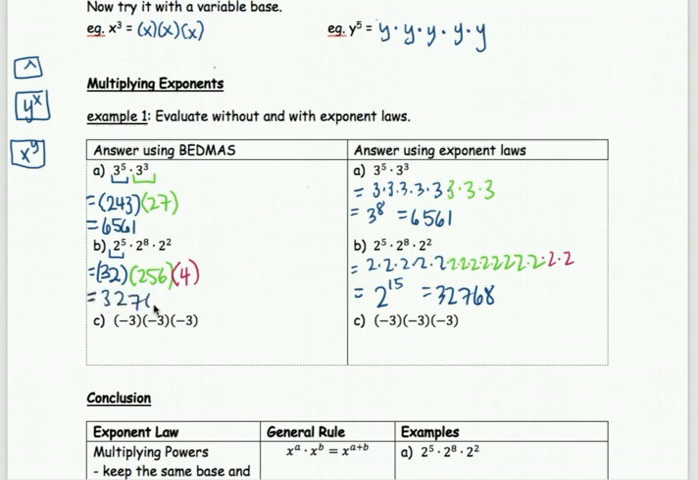Okay, which is what we got on the other side. So the whole point I'm trying to show you here is, yes, you could go through and use BEDMAS, but if you can learn the exponent law tricks, it just makes your work a little bit more efficient, and then you aren't crunching out as many numbers, okay?